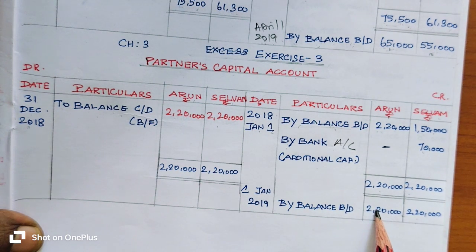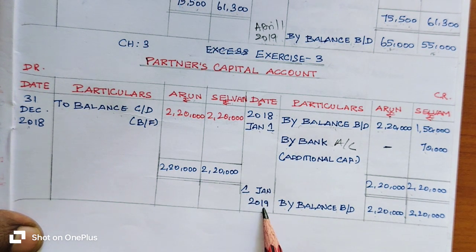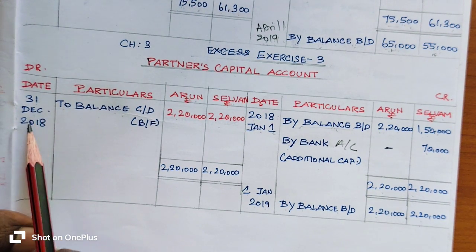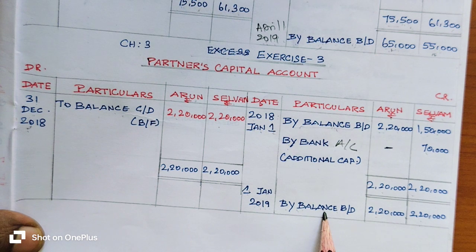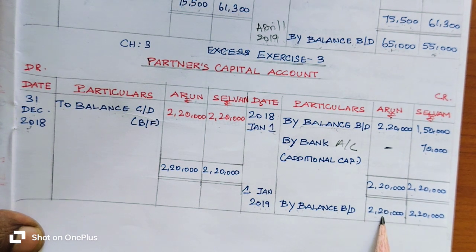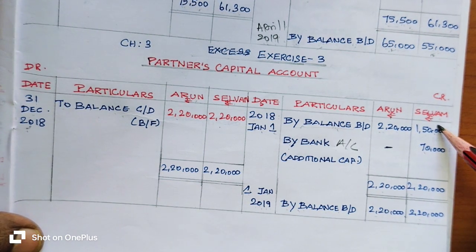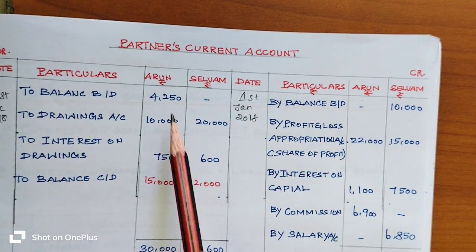Then against this amount you have to write by balance brought down. The next accounting period is 1st January 2019. What is the next day of 31st December 2018? The next day is 1st January 2019. So this is the opening balance of the next accounting period. Opening balance of capital for the next accounting period is 2,20,000 for Arun and 2,20,000 for Selvam. So we prepared partners capital account. Now we are going to prepare partners current account.